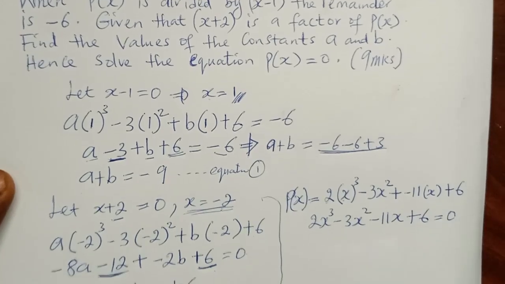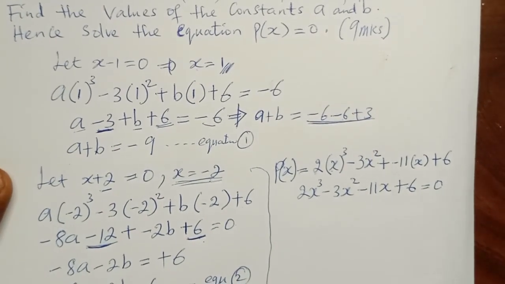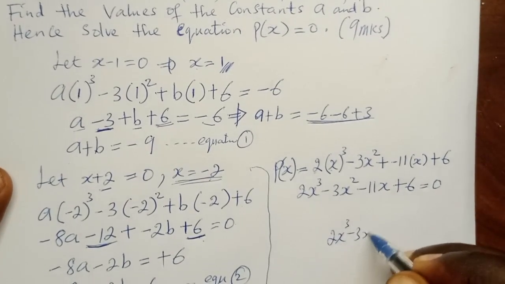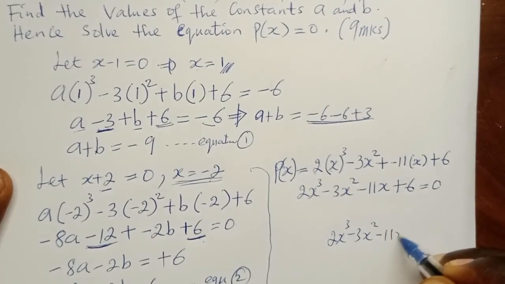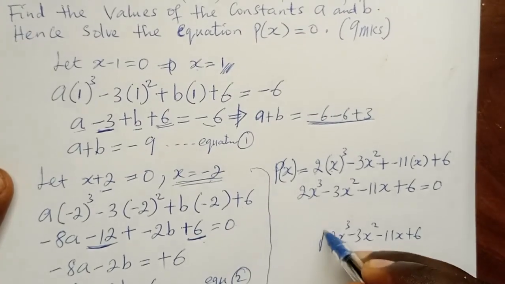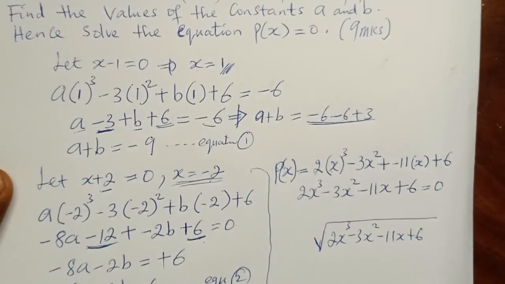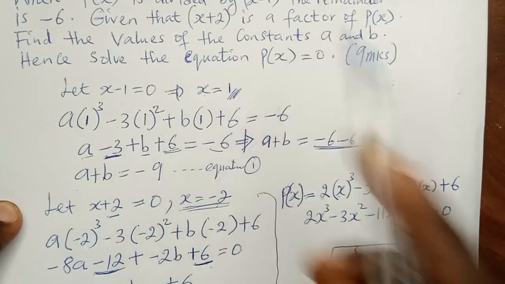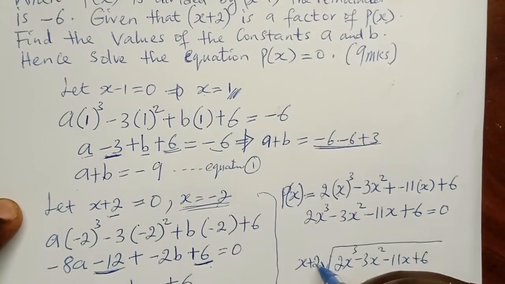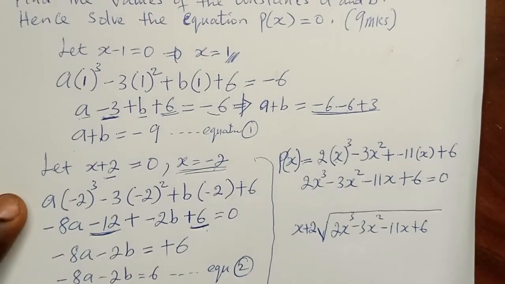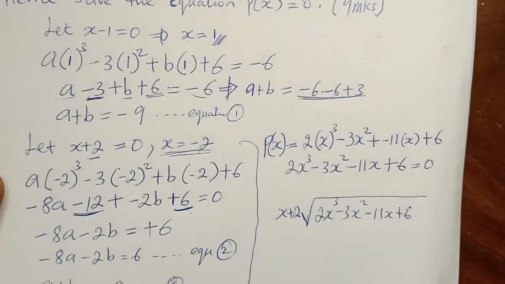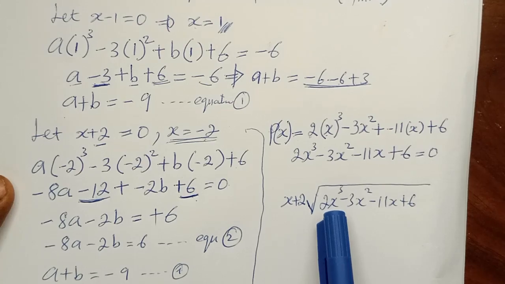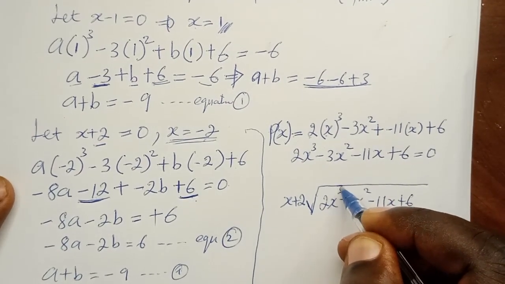In this case, we are going to use the normal method of division, which we know. You can see 2x cubed minus 3x squared minus 11x plus 6 divided by the factor. The factor here is x plus 2, given that x plus 2 is a factor. So we are going to say divided by x plus 2, like this. Now, what we need to do here is look at the first term, which is the 2x cubed. Let me arrange it where it is a cube here.